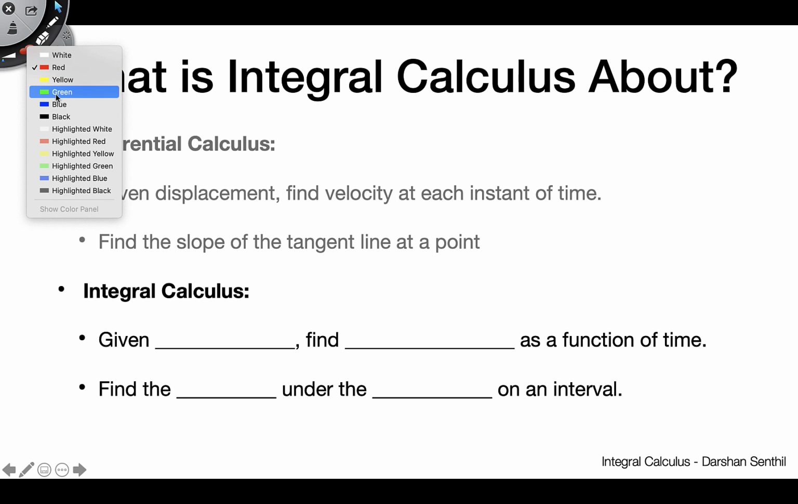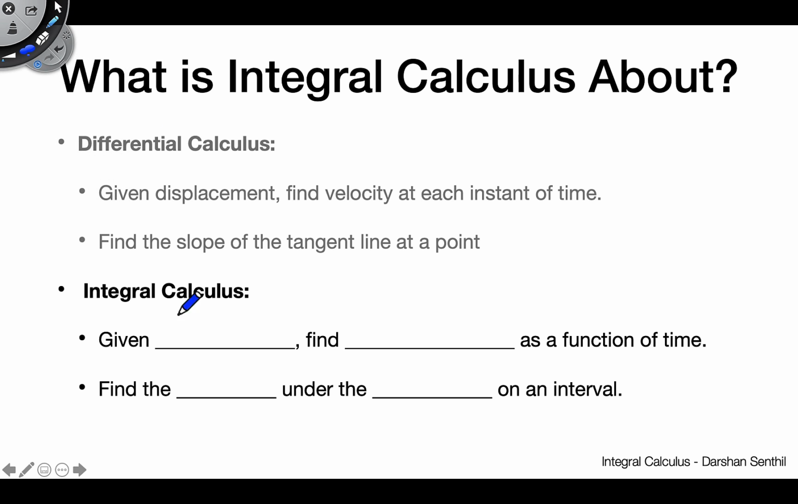We had this situation where if velocity is different at each instant of time, we need to find displacement. So the first question that integral calculus answers for us is: given velocity as a function of time, like we saw in the previous example, we want to find the displacement as a function of time. It can also just be a number for displacement, like we saw there from 0 to 10, or it can just be displacement as a function of time. You can do either of those.